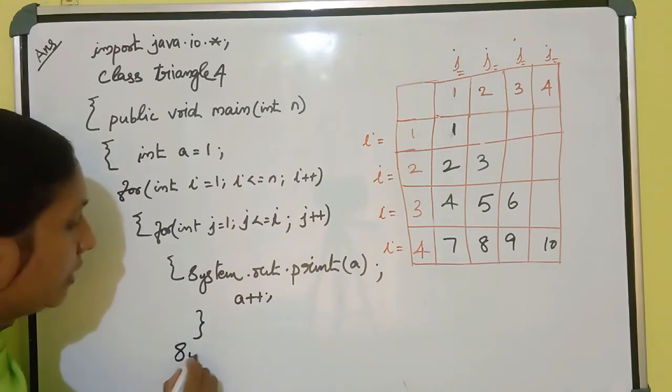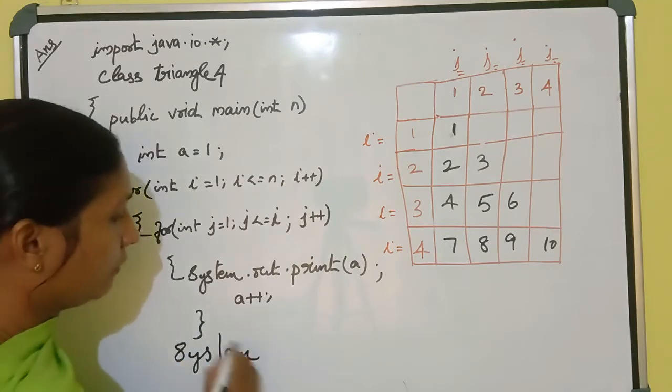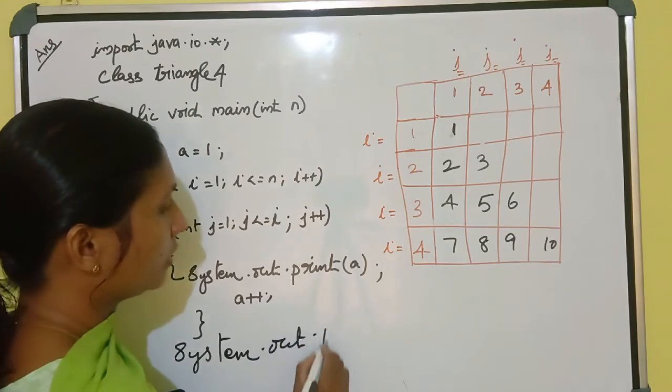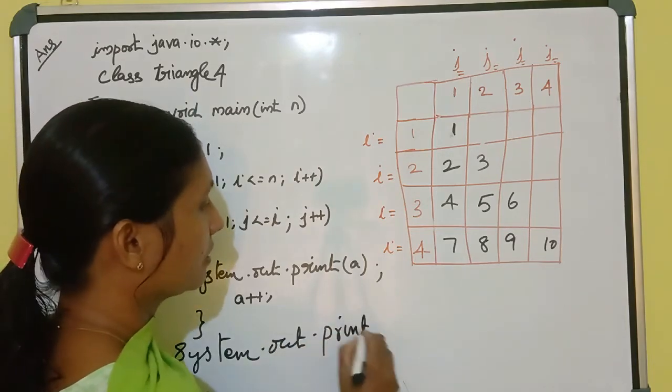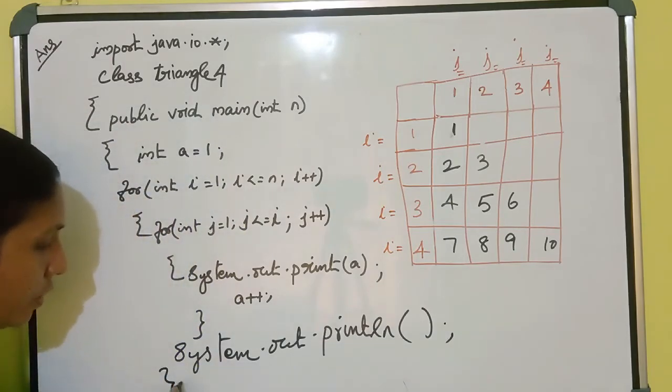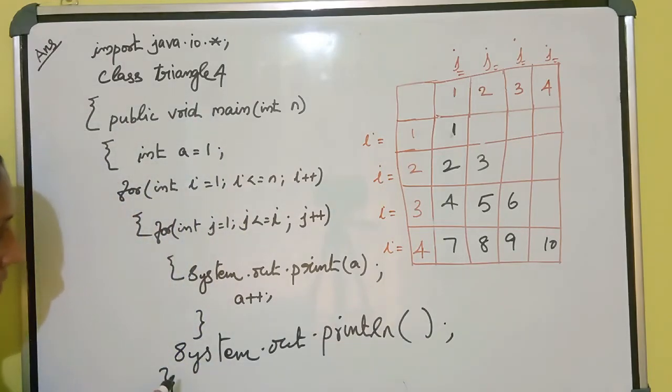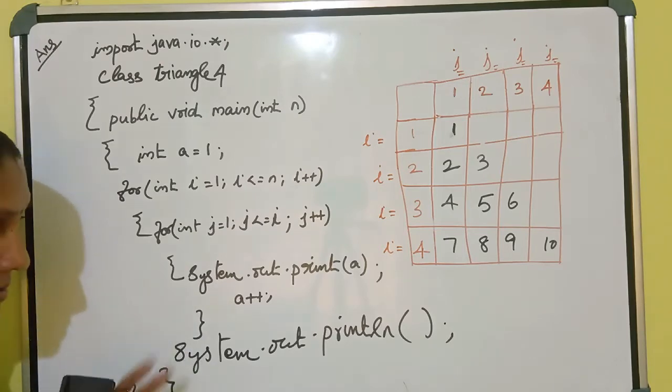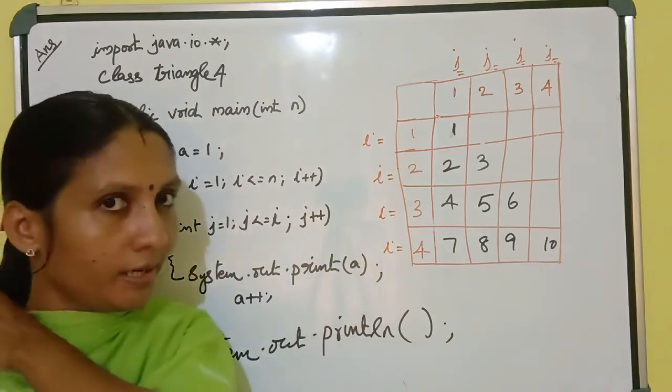Then one more thing you need: for each row we need one System.out.println statement, to get a new line for each row. Then we have to close these two brackets. First we close this one, then the function and the class. Simple. We know how to create a triangle shape.